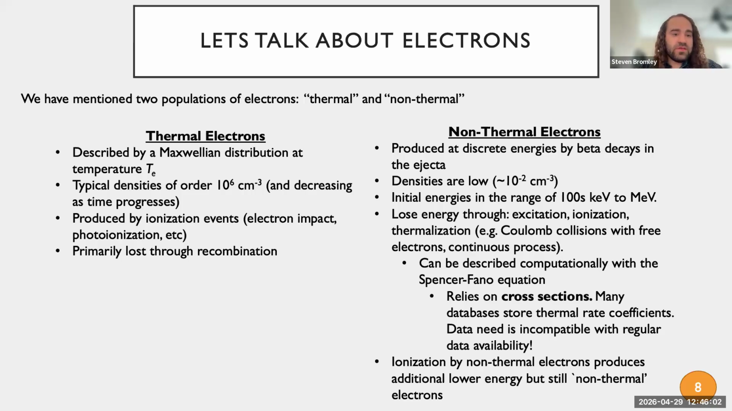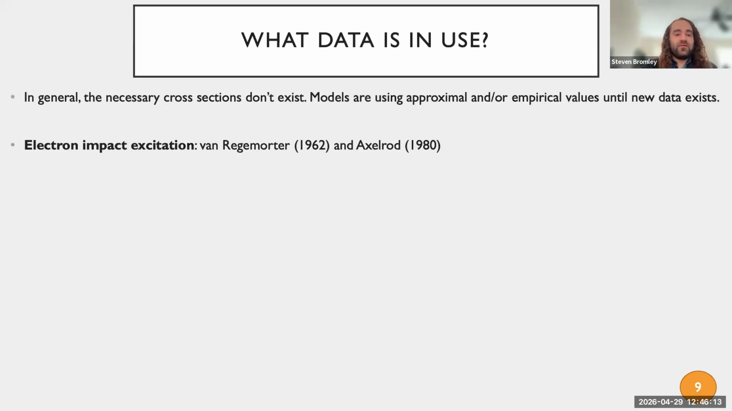And so with that, for all these collision processes, whether it's recombination or ionization by these non-thermal electrons, we need atomic data describing these processes. In general, the cross sections that one would need don't really exist. So in the absence of data, the best you can do, at least as a start, is to utilize some of these empirical expressions that have been around for, in some cases, a few decades now, just to get a ballpark estimate of what some of these cross sections might be.